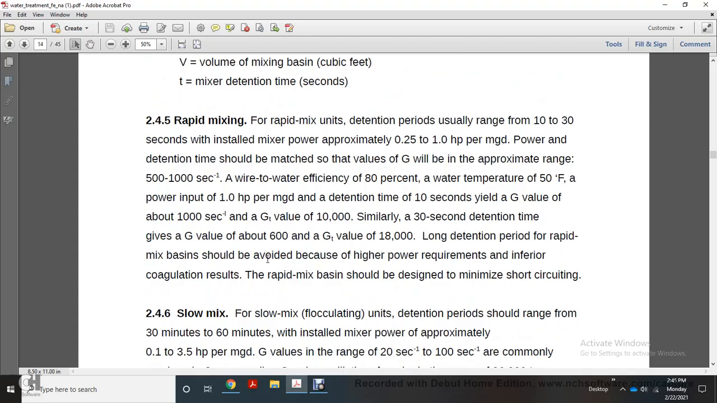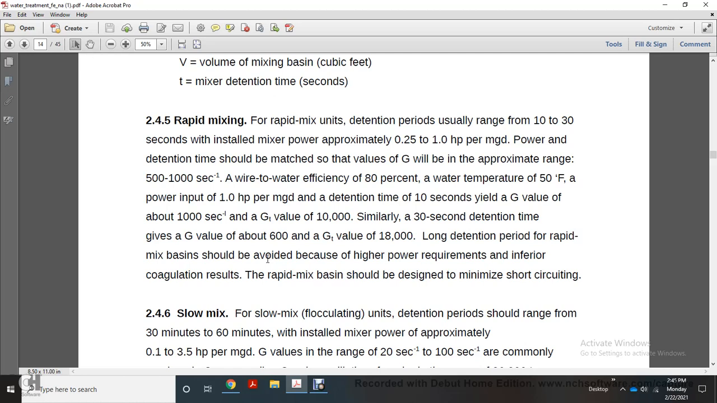Rapid mixing. The rapid mix detention period usually ranges from 10 to 30 seconds, with a mixing power of approximately 0.25 to 10 horsepower per MGD. Power and detention time should be matched, with the value of G ranging approximately from 500 to 1000 sec^-1. Mixing efficiency is about 80% at a water temperature of 50 degrees Fahrenheit and a power input of 1.0 horsepower per MGD.